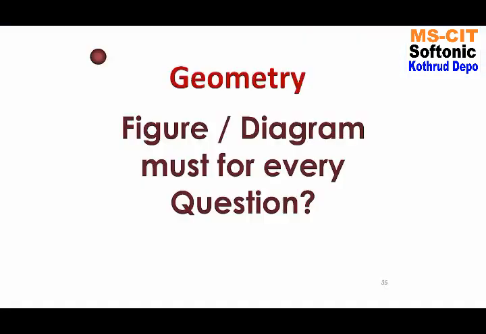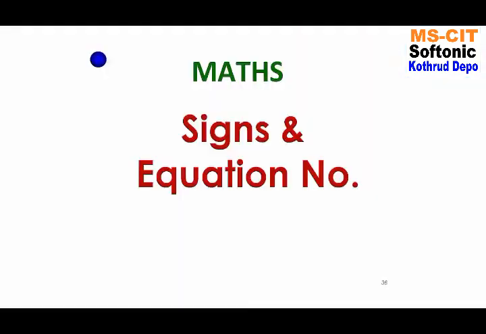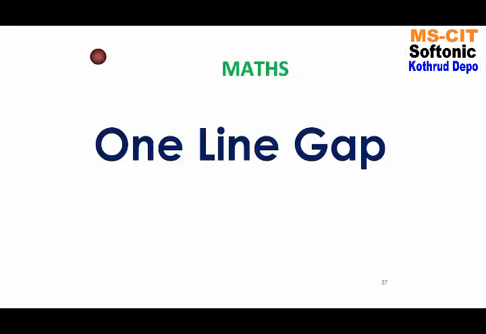In geometry, a figure or diagram is a must or compulsory for every question. Question may be of 1 mark, 2 marks, 3 marks, but drawing a figure is compulsory. Normally in mathematics, algebra, geometry, we use for every step the therefore or is equal to sign. Don't forget to give that sign. Between 2 steps in mathematics, there must be a gap of 1 line.